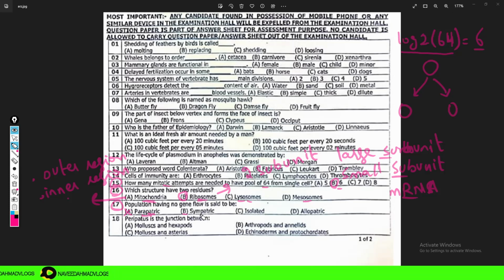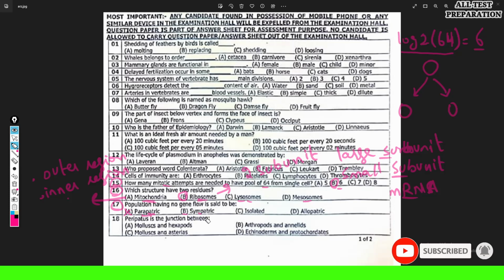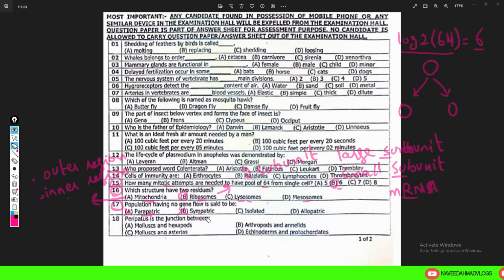Option B is sympatric. Sympatric is also another type of speciation, and it is separated by a physical barrier. So it also contains gene flow, which also occurs in this type of speciation. So this is also an incorrect option.